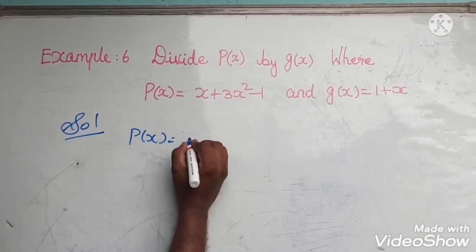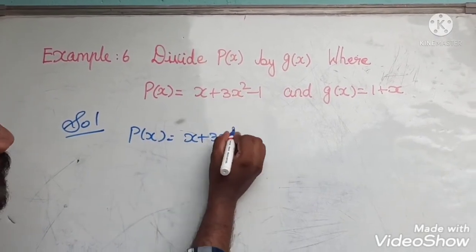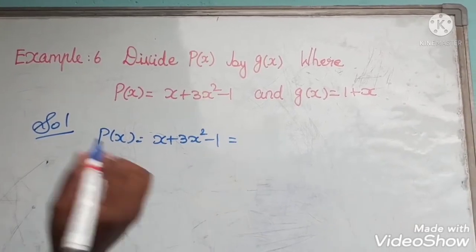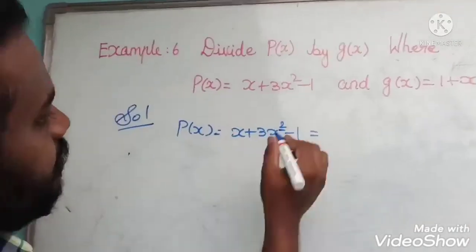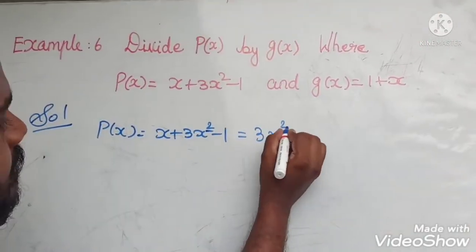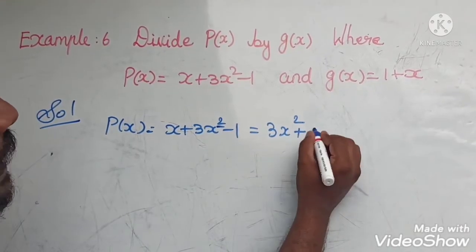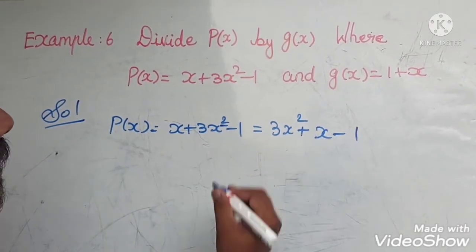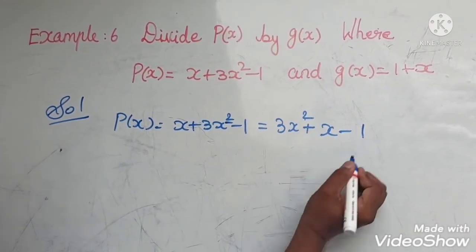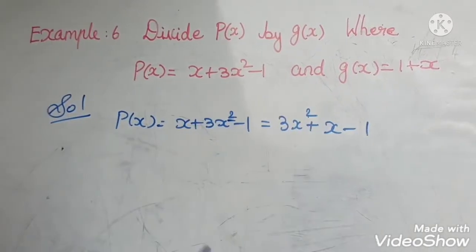This is not in order: x plus 3x square minus 1. I write it in order on the basis of degree, the exponent. So 3x square plus x minus 1, and you check it. Here power 2 is there, power 1, and then power 0. So all the exponents are present.